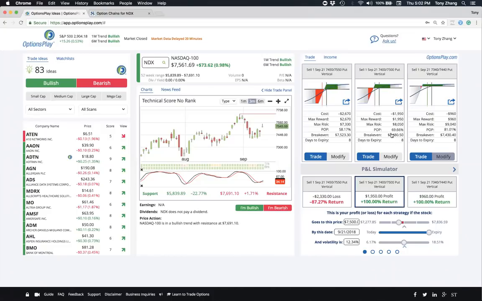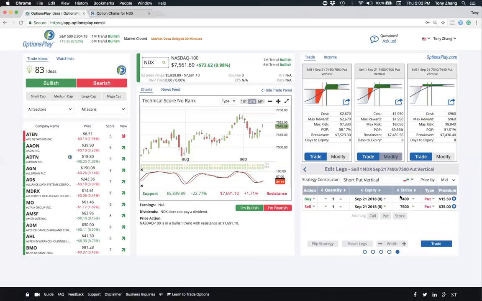And this is really designed to help you play around and try out the different strikes and use the P&L simulator so that you can quickly decide which strategy is best suited for you based on your outlook on the underlying index. You can use this to modify this. You can change the strikes. You can move the strikes down one. You can move the strikes up one. This really allows you to play around.